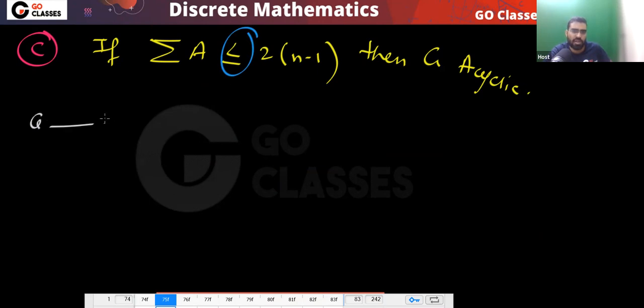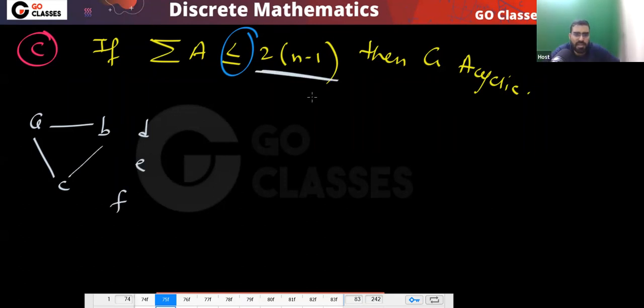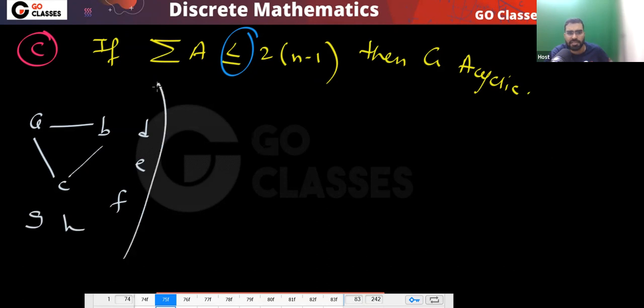What can you do? You can consider this type of example. You can take a cycle, and the remaining vertices A, D, E, F. So basically you can make it very large. Are you getting my point? I am saying you just make this 2 into n minus 1 very large unnecessarily, with A, B, C, D, E, F, G, H.